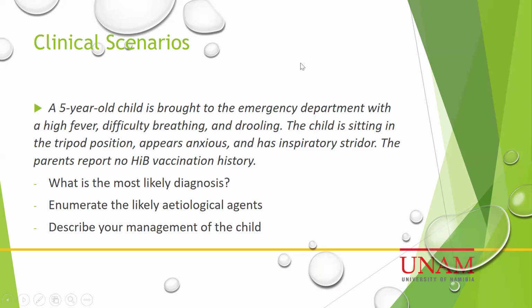The second clinical scenario: a 5-year-old child is brought to the emergency department with a high fever, difficulty breathing, and drooling of saliva. The child is sitting in the tripod position, appears anxious, and has respiratory stridor. The patient has not had any Haemophilus influenzae type B vaccination before. So what is your most likely diagnosis? What are the likely etiological agents for this case? And describe how you manage this patient. Anyone?